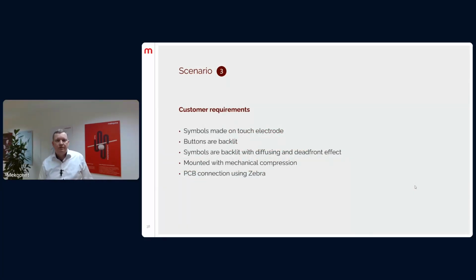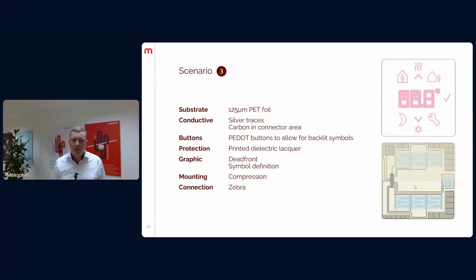And in the third scenario, the customer requirements could look like this. Again, the symbol definition, they would like to have it on the touch foil itself. The buttons are again backlit, but here some foils must be backlit and have a light diffusing and dead front effect. They want to mount it using mechanical compression, and the connecting method is a zebra connector. Here a solution could look like this.